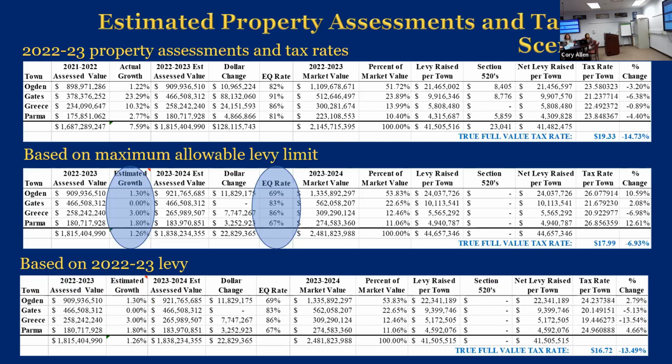Now, if we went out with the same levy as what we're currently at, you can see, for instance, for the town of Ogden, they went out with a maximum allowable levy limit based on estimated data that I have here. These will most likely change as we get more into the budget process. A 10.59% increase. Whereas if you go out with 41, it's going to be 2.7.